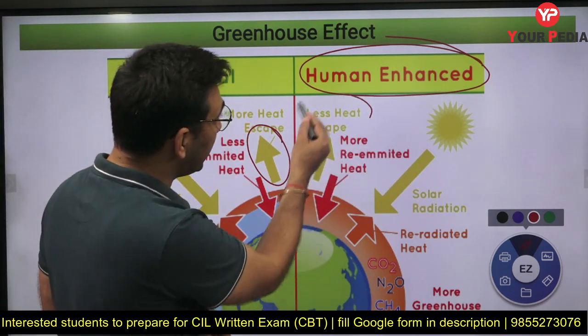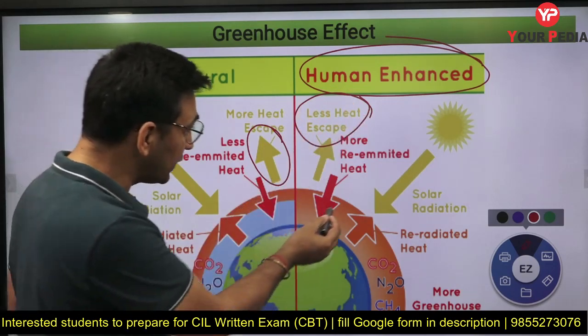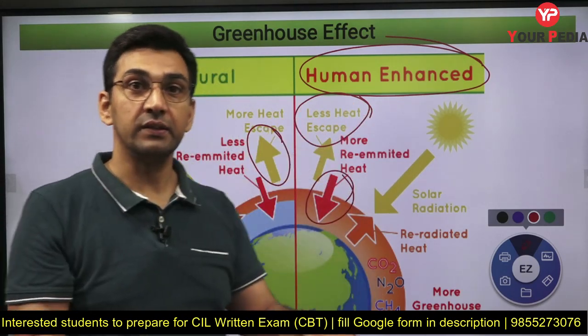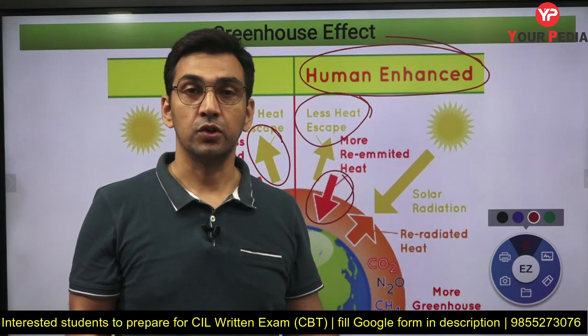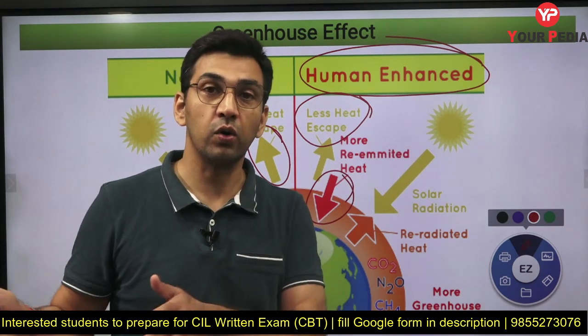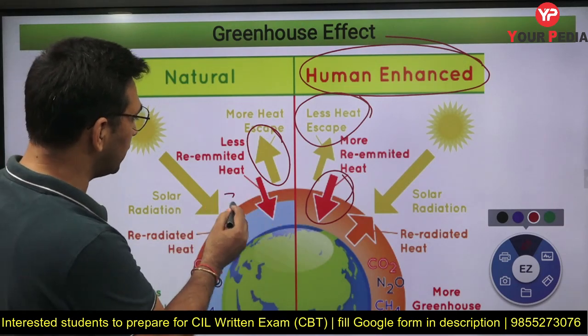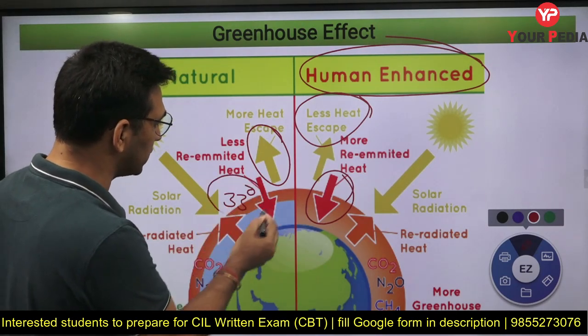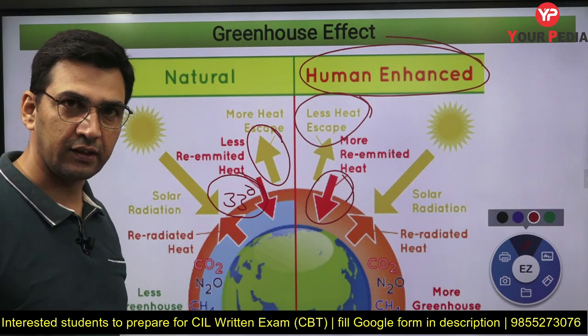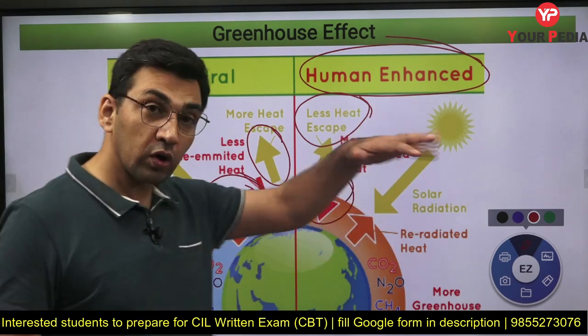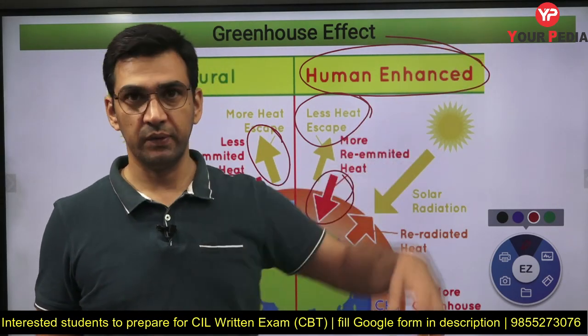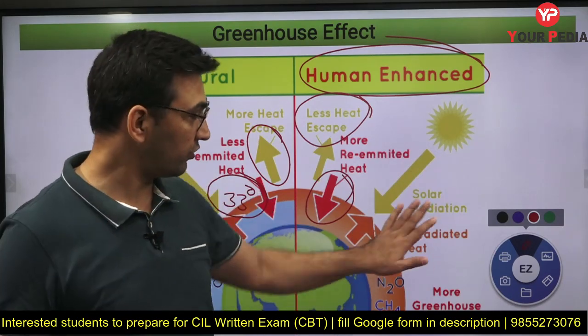Smaller portion of the heat is now escaping, whereas larger portion of the heat is getting trapped within the Earth's atmosphere. So what effect are you going to have? The effect is that the overall temperature that was earlier being maintained, let us say around 30 degrees Celsius, has now gone up over a period of time because of these activities.